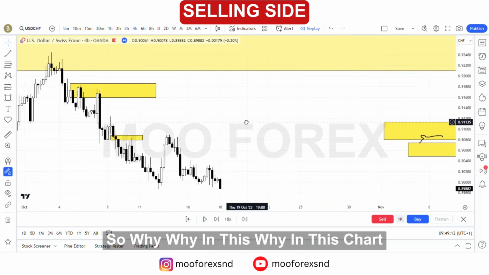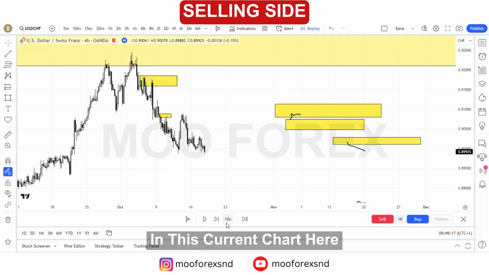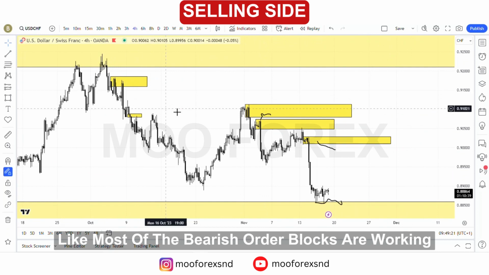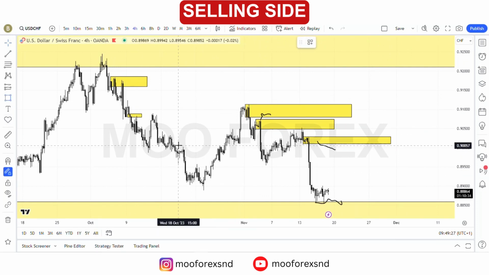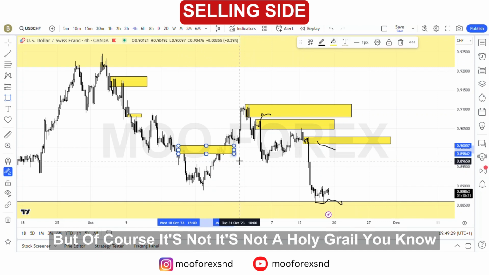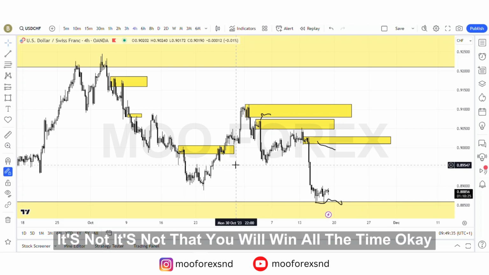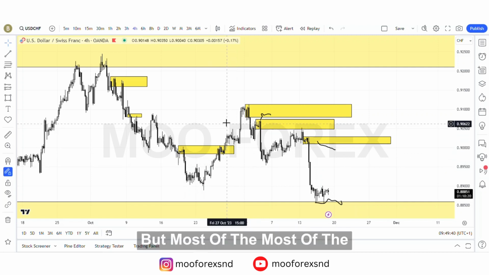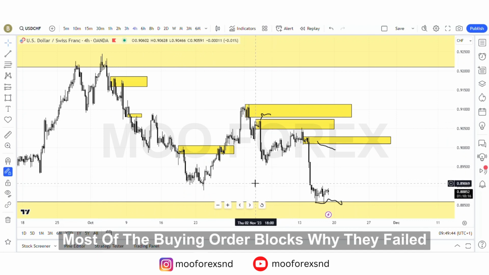So why, in this current chart here, if you see all the bearish order blocks, most of the bearish order blocks are working. Of course, this order block didn't work, but it's not a holy grail. You know, trading is a game of probability. It's not that you will win all the time. Okay, it's not about that. But most of the buying order blocks, why did they fail, you know why?